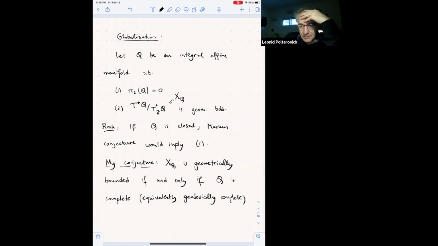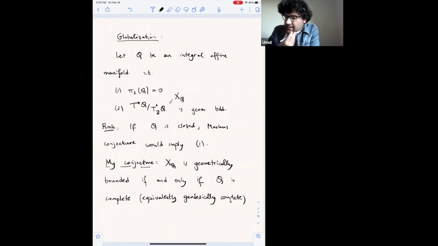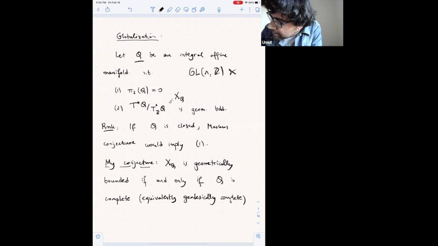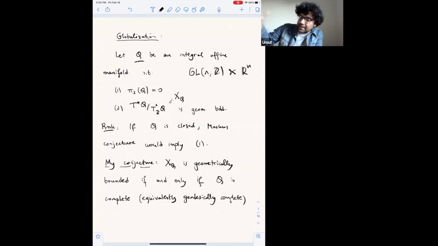Yes. So now I want to globalize these results. So what I do is I consider an integral affine manifold Q. An integral affine manifold just means that you have a smooth atlas where the transition maps belong to integral affine transformations, the semi-direct product of GL(n, Z) with translations. So just linear transformations, and also translations. The transition maps are supposed to belong to this kind of diffeomorphisms.